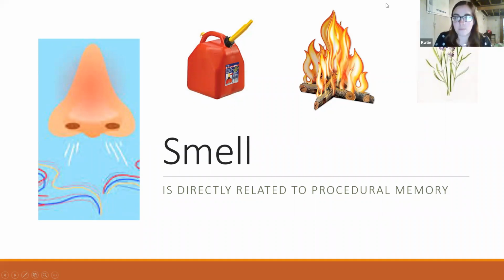How many people, thumbs up, like the smell of gasoline? How many people don't like the smell of gasoline, hand up, right? How many people like the smell of a campfire? Right, how many people don't? So all of us have different sensory preferences that we can use, or that can be used against us. Oh, love campfire, good.